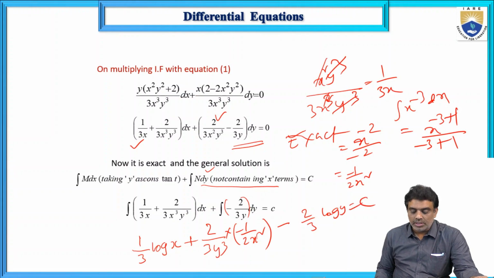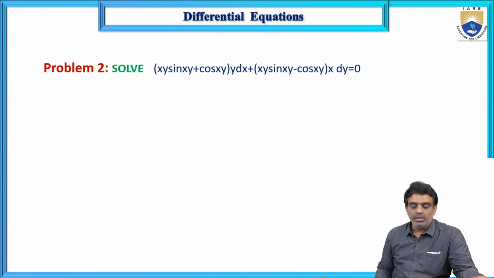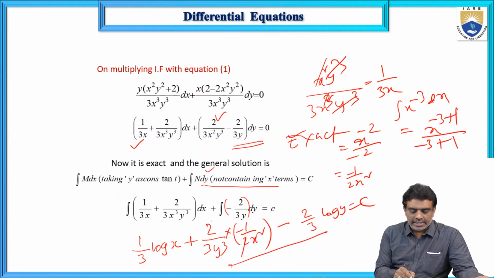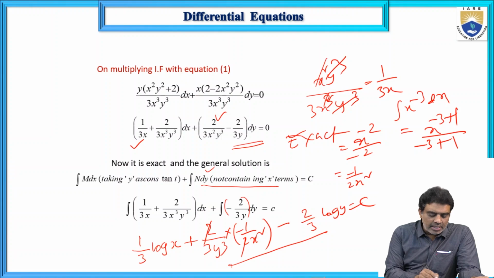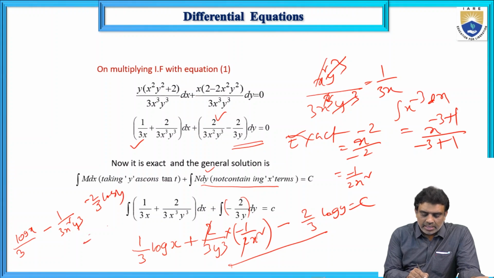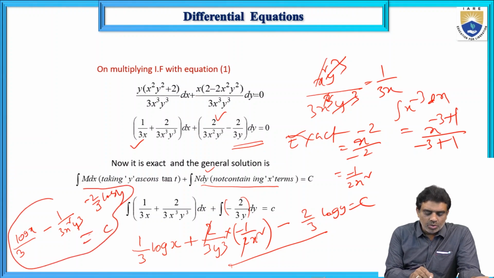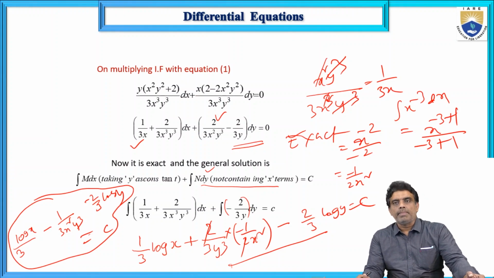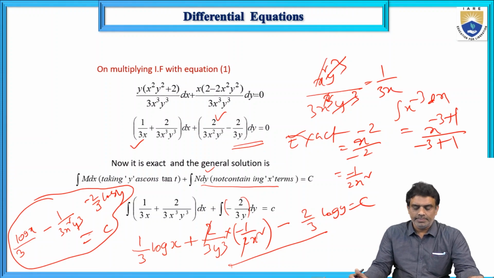So this I can show in the next slide. That is the required solution of the given equation. 2 gets cancelled. 1 by 3 log x minus 1 by 3x square. What is the answer? I will write the complete answer. (log x) by 3 minus 1 by 3x square y cube minus 2 by 3 log y is equal to C, the required solution of the given differential equation. So this problem comes under the type 2 integrating factor model.